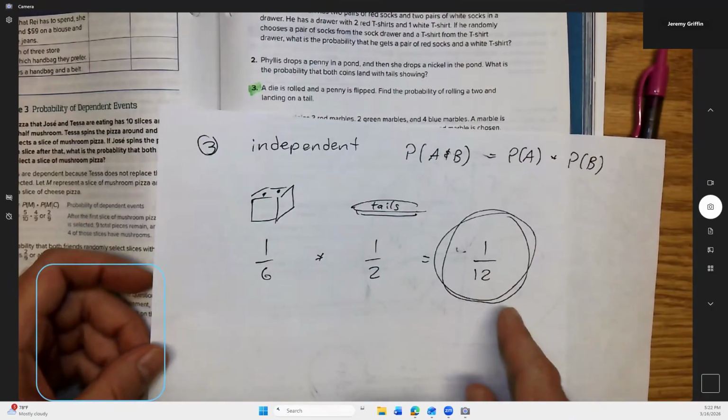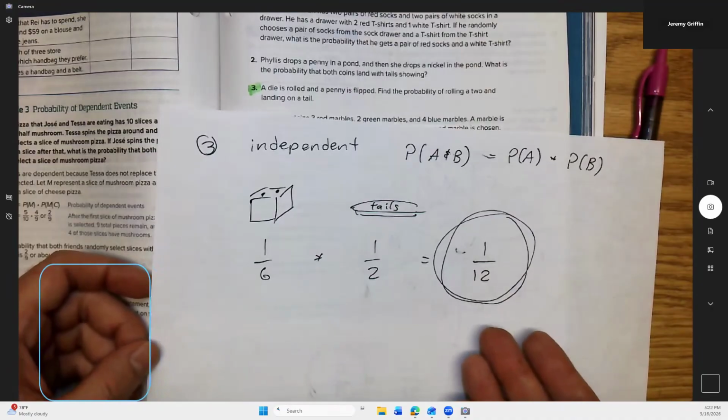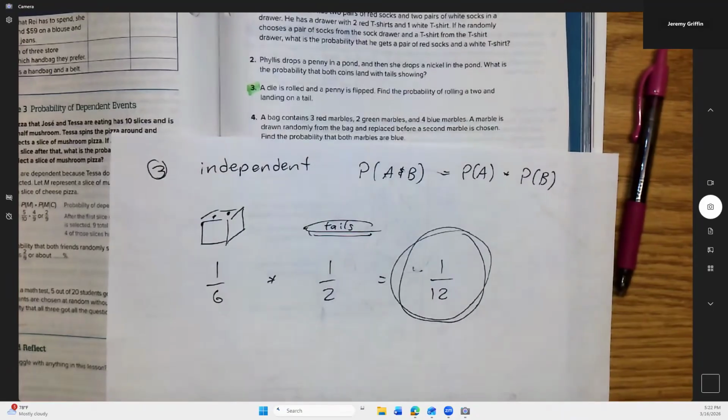Let's say I did that like 120 times, and I would expect that to happen like 10 times because 10 out of 120 would reduce to 1 in 12. All right, so there you go. Got that? Ooh, let me check. That was number 3. Yeah, okay.